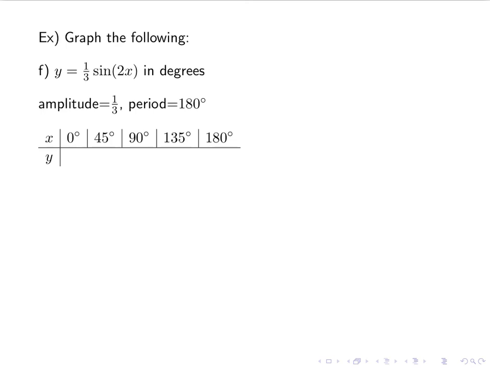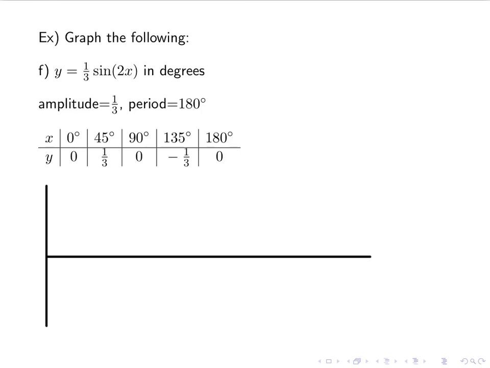So for our y, sine starts at 0, then goes up to our amplitude, which is 1/3. Then at our maximum, we go down back to 0. Keep going down to the negative of our amplitude. And then once we're at the minimum, we can only go up until we hit 0. And then our last step is to graph it.